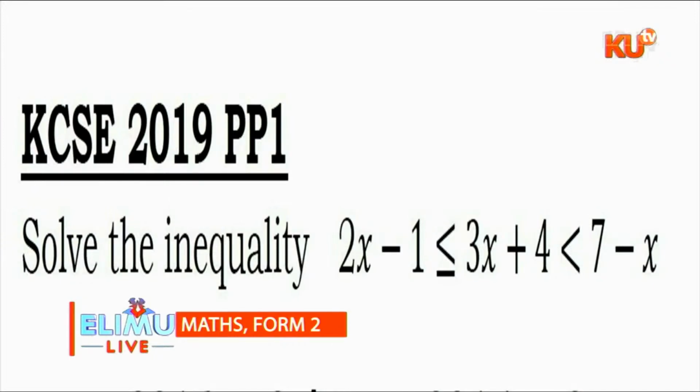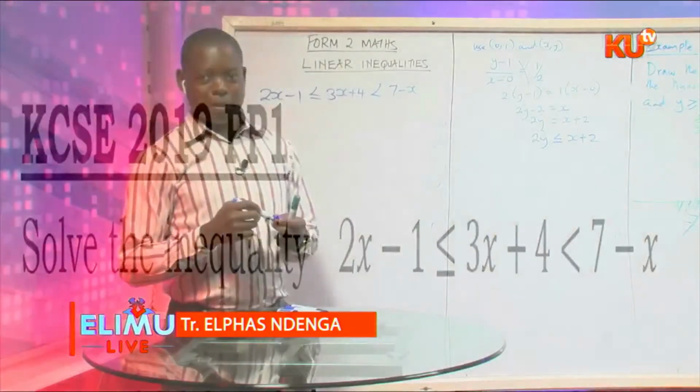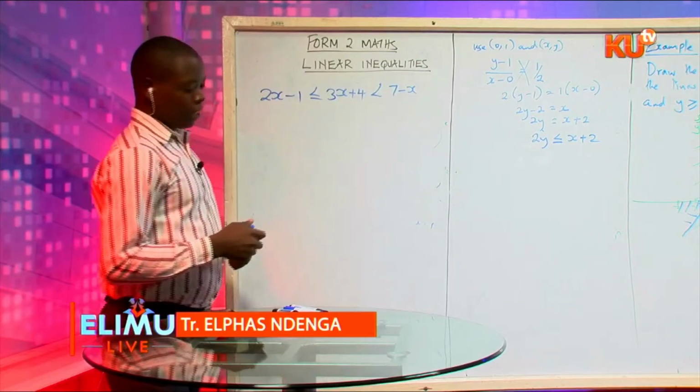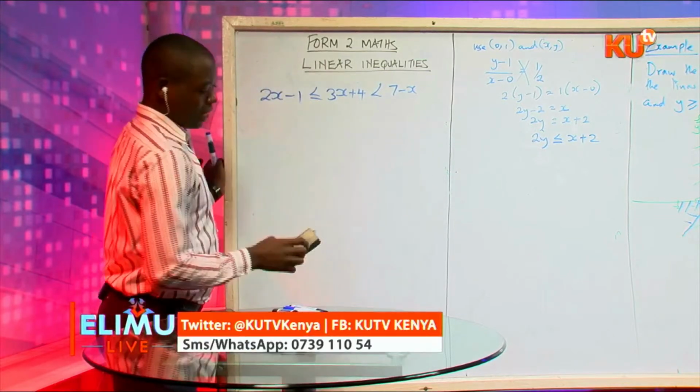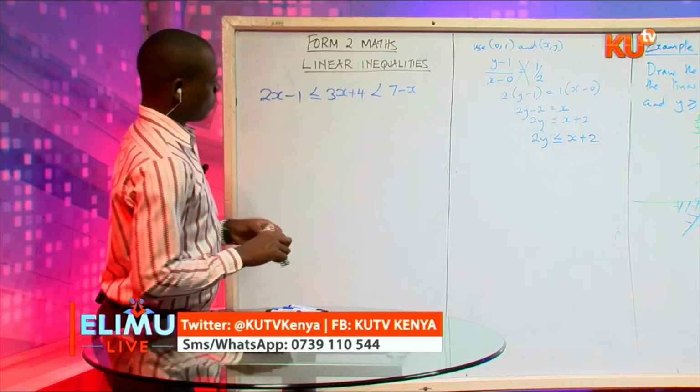As you can see on your screen, you are told to solve the inequality 2x less 1 less than or equal to 3x plus 4 less than 7 minus x. That's the first question that we need to look at. This is from KCSE 2019.